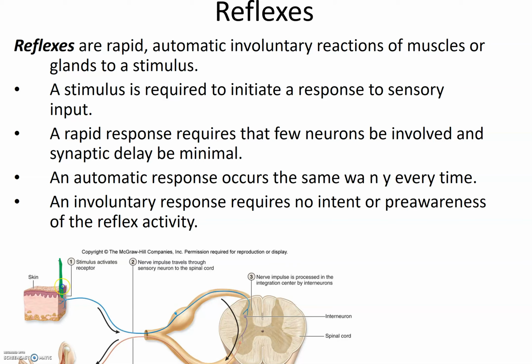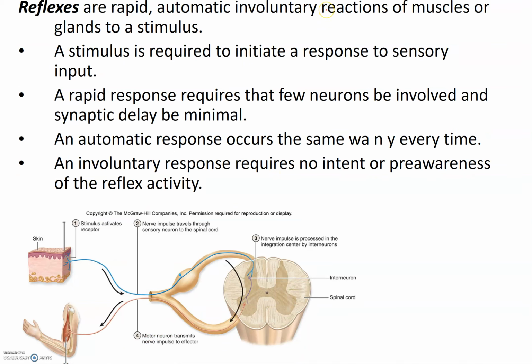Reflexes are a rapid, automatic reaction of muscles or glands to a stimulus. So a stimulus is required to initiate it. So here's a nail. It's going into the hand. Ouch! Now, it's rapid. It actually gets integrated mostly at the spinal level, unless it's something coming from the face. And it happens the same way every time. That's involuntary, no intent or awareness.